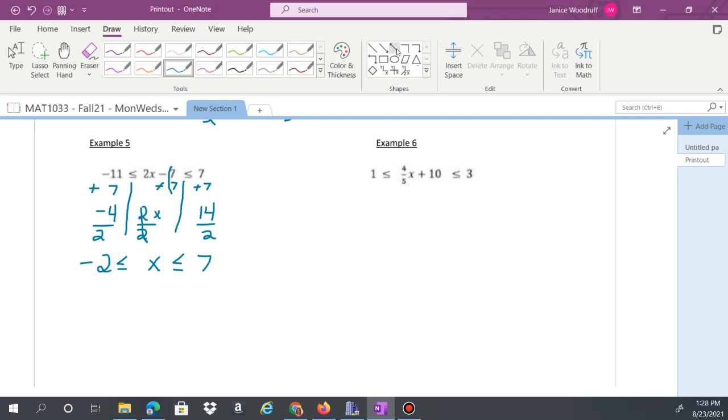So then when I draw my graph, I've got negative 2, positive 7, and x is in between them. And what am I putting for my symbols? Brackets for both, because we have the or equal to, so they will both get brackets. And then in interval notation, same thing. Bracket, -2, comma 7, bracket.